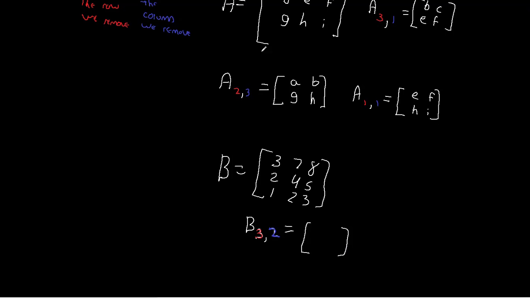We're going to be removing the third row, which is this row here, so we're going to remove that. We're removing the second column, which is this, so we're going to remove that. And if we do that, we're left with a 3, an 8, a 2, and a 5. So again, matrix minor 3,2, removing the third row, second column, we're taking whatever is left and making a new matrix out of that. This is the concept of the matrix minor.